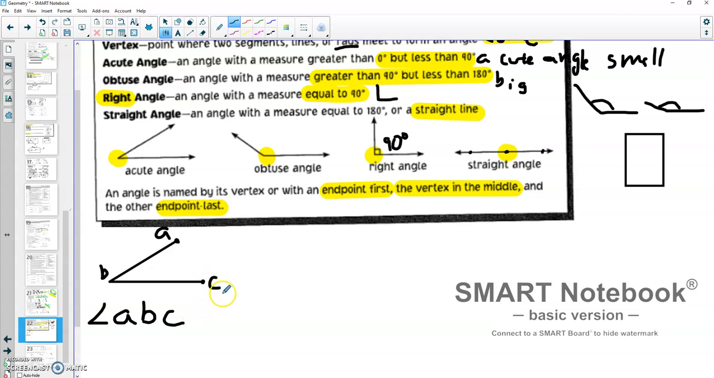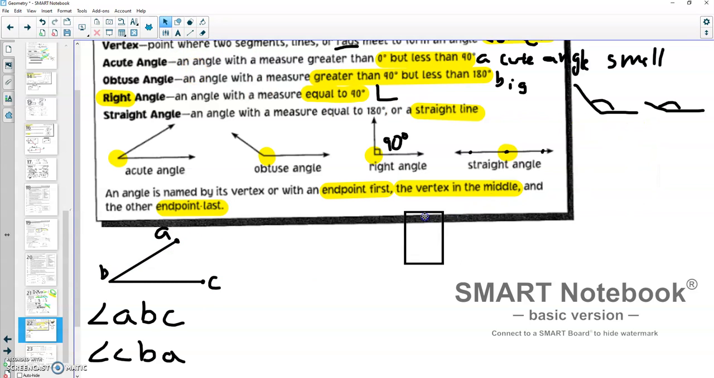Now what if you started at the bottom? Could we do C, B, A? Yeah, we could. All it says is endpoint first, vertex in the middle, endpoint last. I'm starting at my endpoint C, going to my vertex B, and then going to A. So this is ABC or CBA. Either way works.